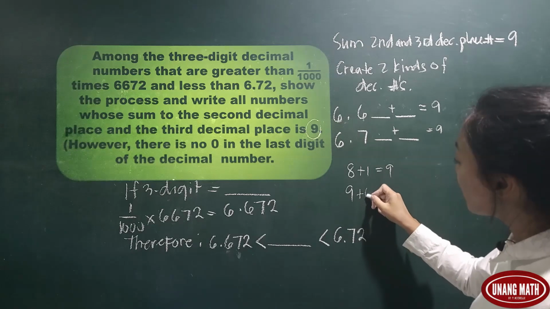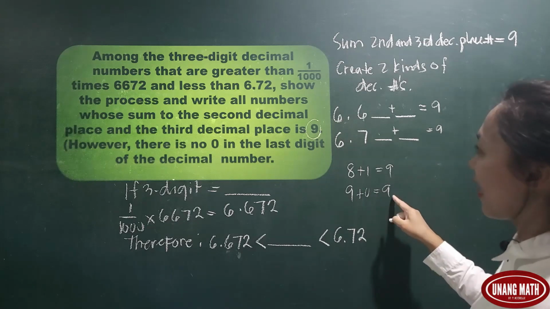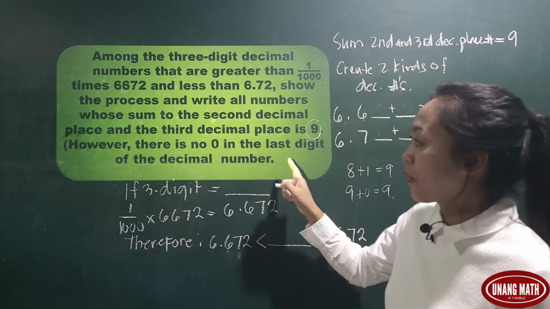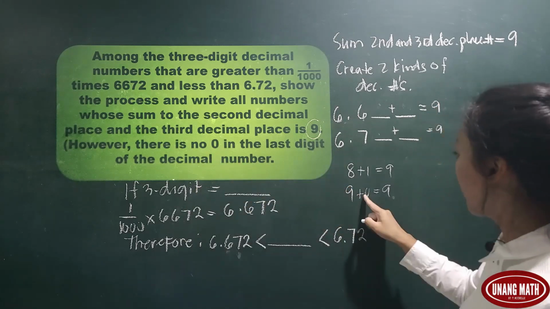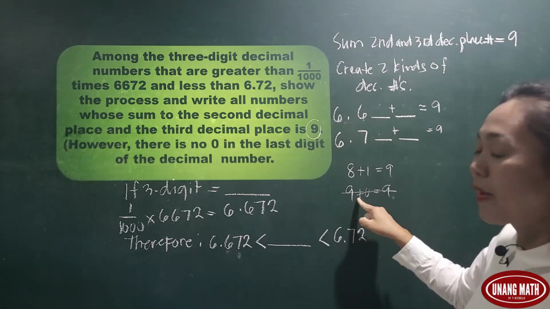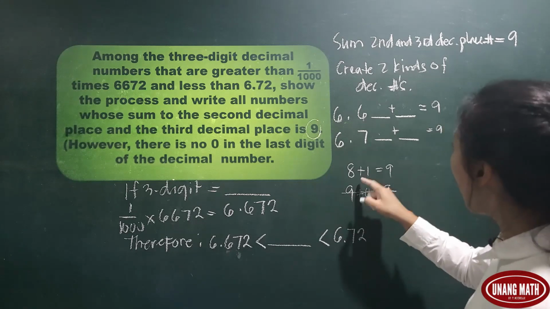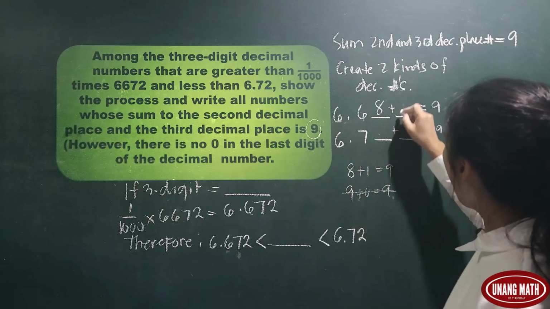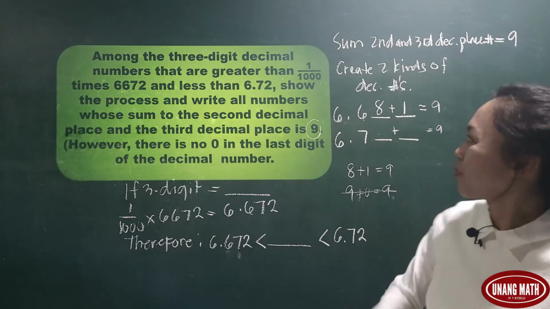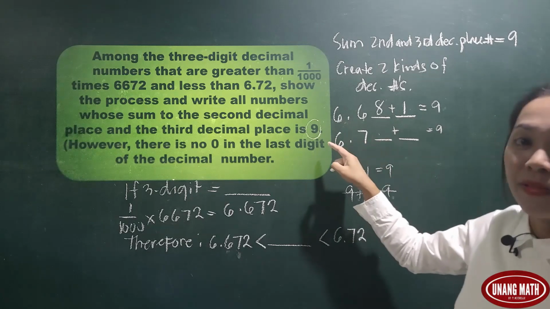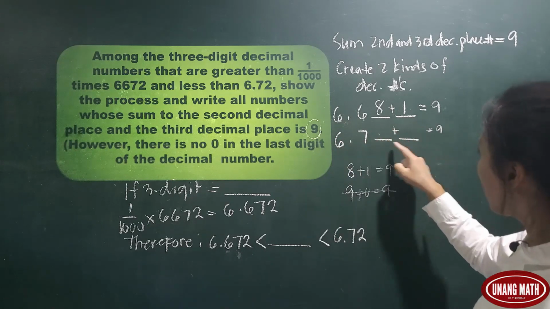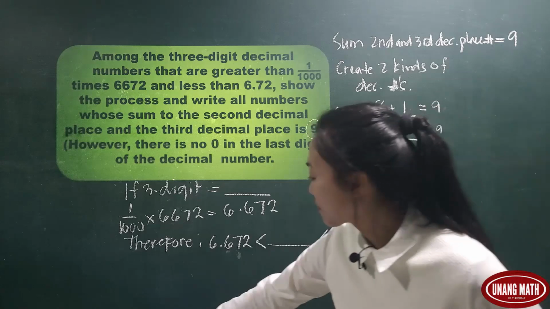9 plus 0, the answer is 9. But according sa problem, there is no 0 in the last digit of the decimal number. Kaya naman, ito ay hindi pwede. So, ang 8 at 1 ay tama. So, we have 6.681. Okay, now, alamin naman natin kung anong mga numbers ang magsasatisfy dito.